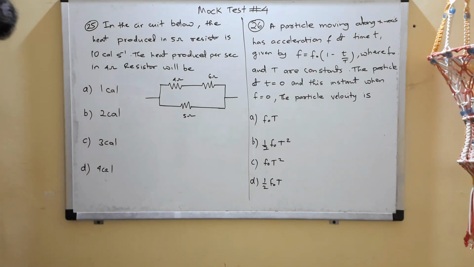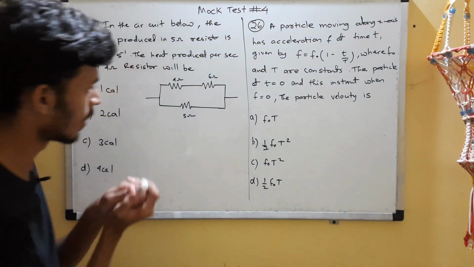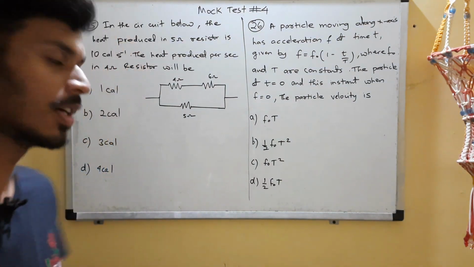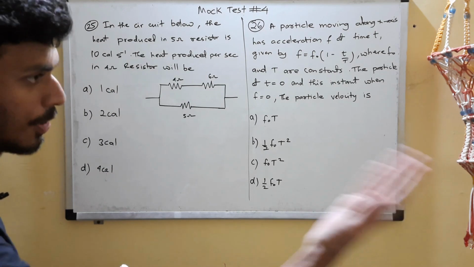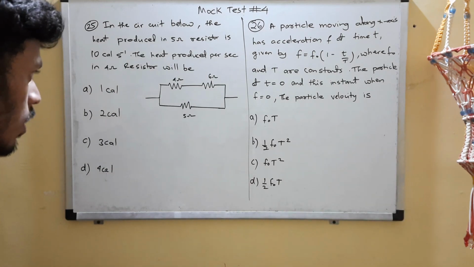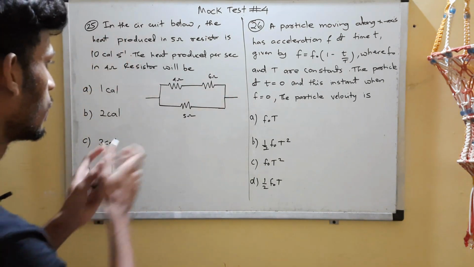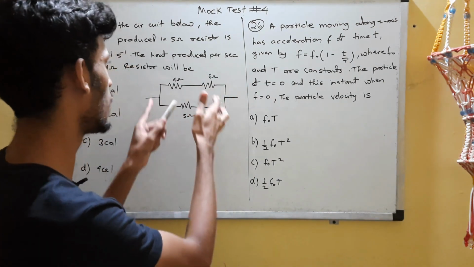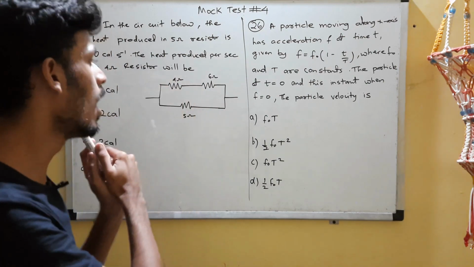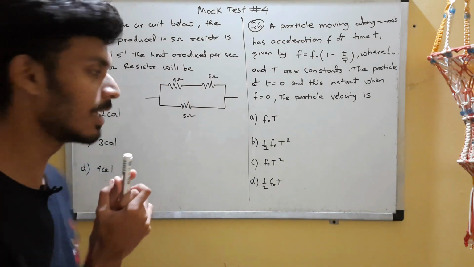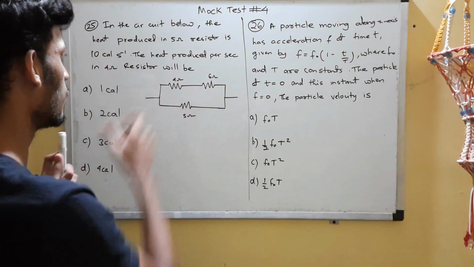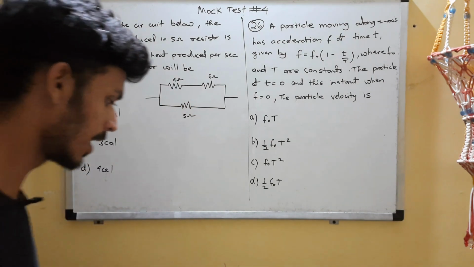Actually you can do V square by R over here. Heat produced per second, it's like power radiated, or V square by R into T. So that way you can do. So potential difference here and here will be the same. So here you can find the potential difference. This potential difference you can split among the two, and you can find directly the heat that is radiated through the 4 ohm resistor. But that is a long way.